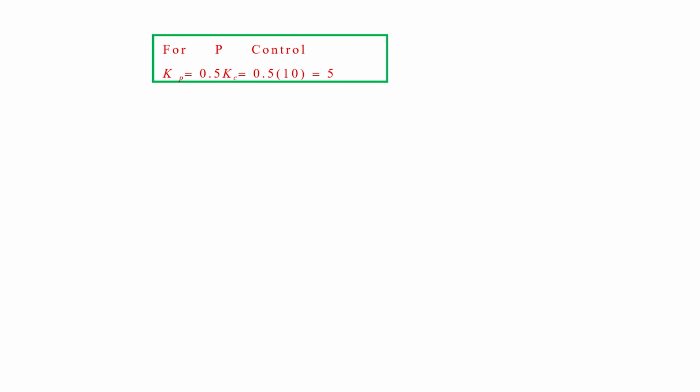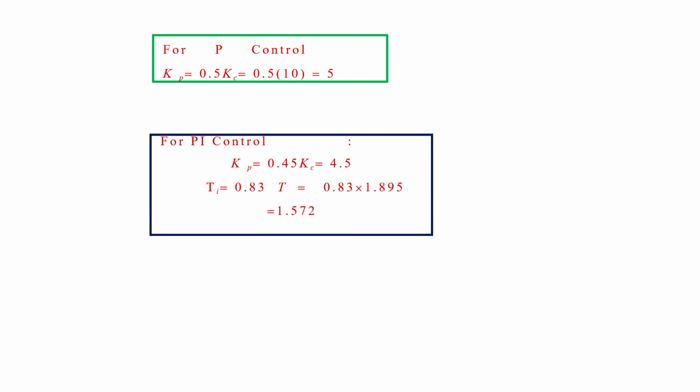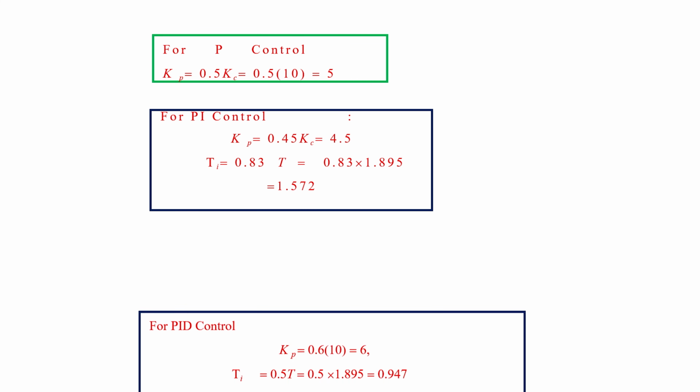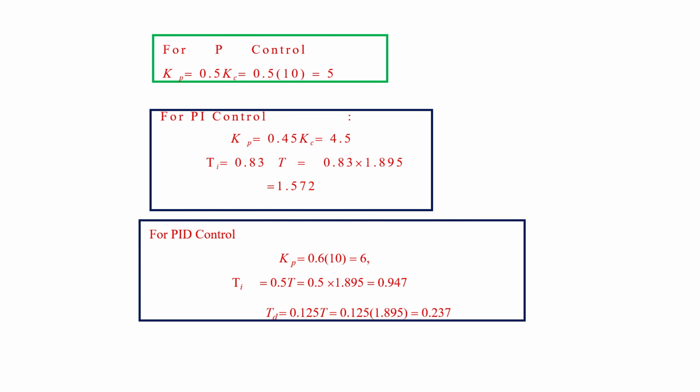For the proportional controller, the Kp value is 0.5 Kc, equal to 5. And for the PI controller, Kp is 0.45 into Kc, that will be 4.5, and Ti will be 0.83 T, equal to 1.572. And for the PID controller, Kp is 0.6 into Kc, Ti will be 0.5 T and Td is 0.125 T.